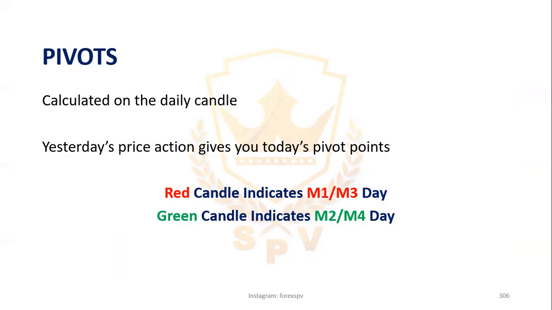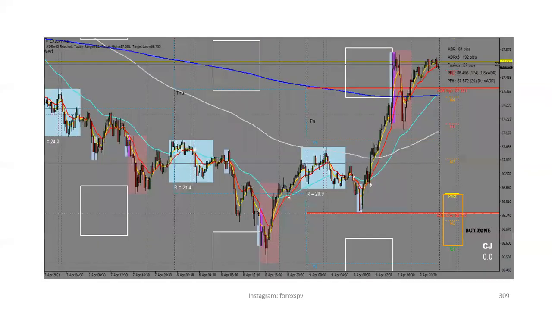So the pivot points now. The pivots are calculated based on the daily candle. Yesterday's price action gives you today's pivot points. So on our chart, you'll find the pivots right here. We have the M3 pivot, S1, we have the CPP, which is also called the pivot itself. We have the M3, the R1, M4, R2. We also have the S2 down here. So these are the pivot points.